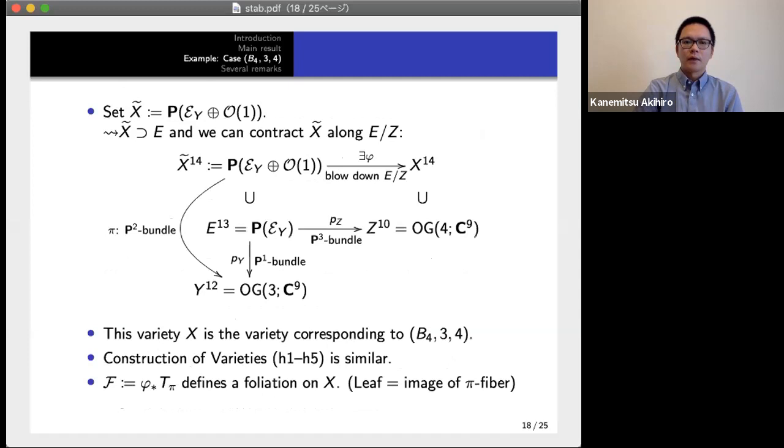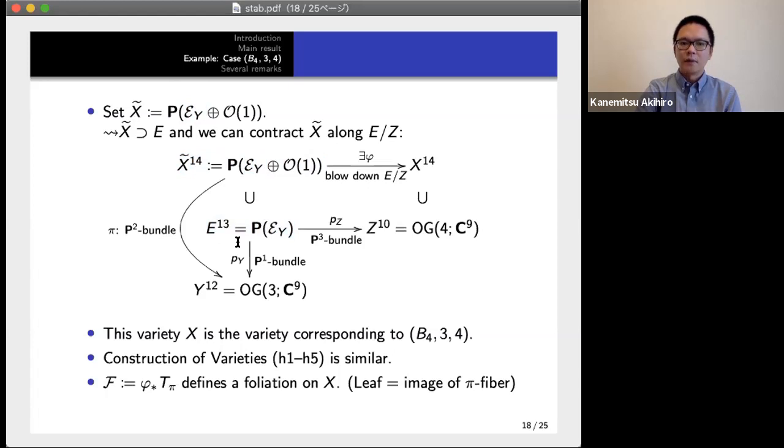Now we can construct our variety X. Let's consider the projectivization X tilde of the direct sum of EY and O. Then this variety X tilde contains E as a projective subbundle corresponding to the direct summand EY. Here is our variety X tilde, and it contains E as a subbundle corresponding to this direct summand.